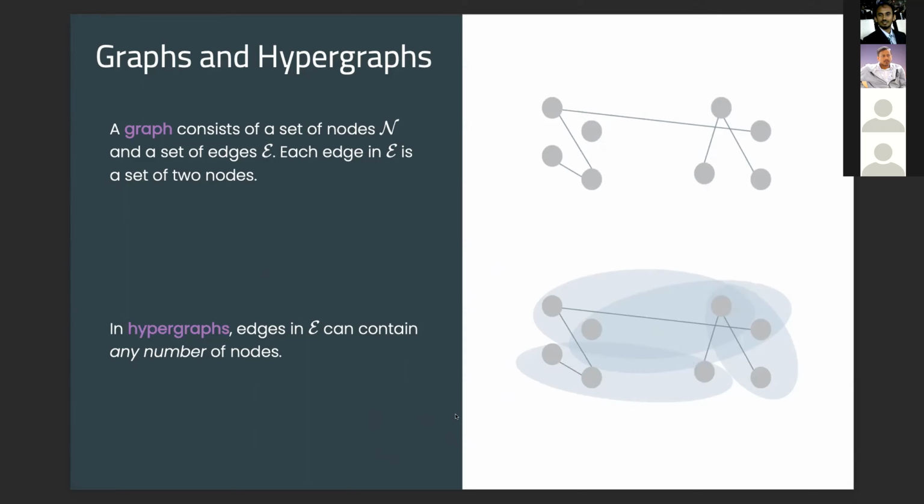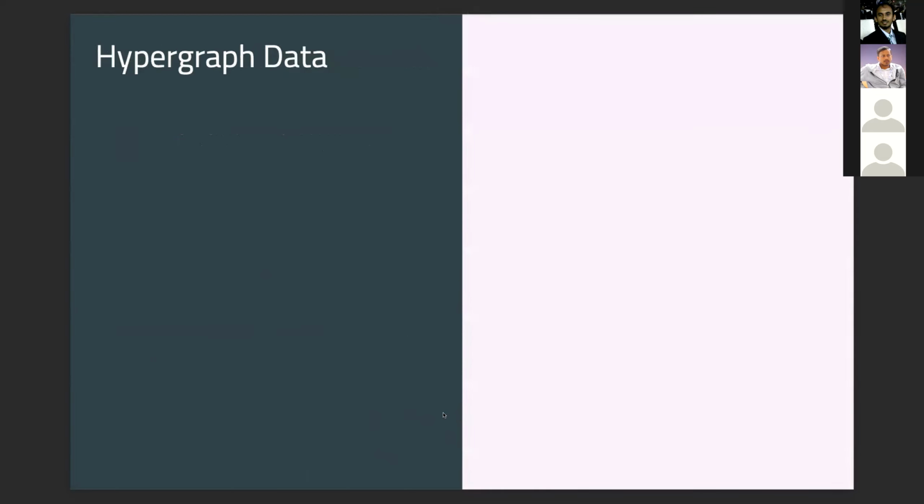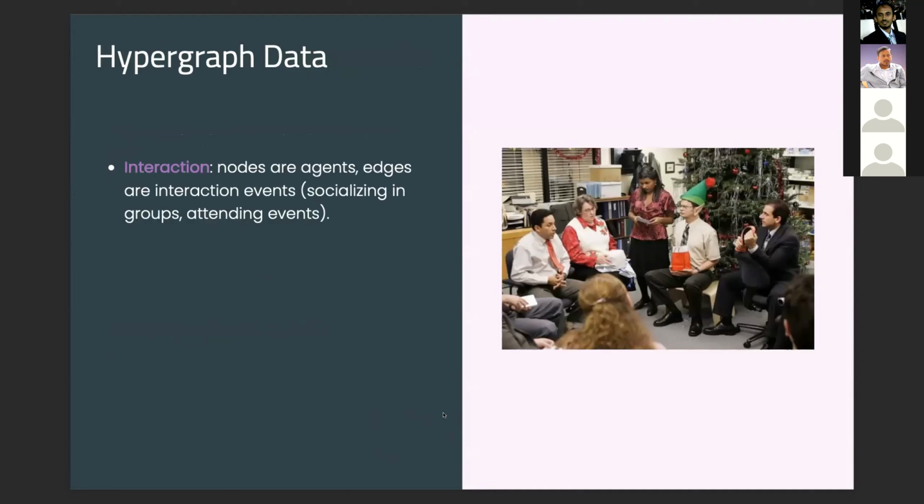Okay, so we've got one of the words in the title knocked out, it's defined. So why do we consider hypergraphs? Where does hypergraph data arise? There are a lot of really natural ways to model real world data with hypergraphs. For example, if you have data representing interaction, here the nodes could be agents and the edges could represent events in which the agents interact. So this could represent socializing in groups, attending events.